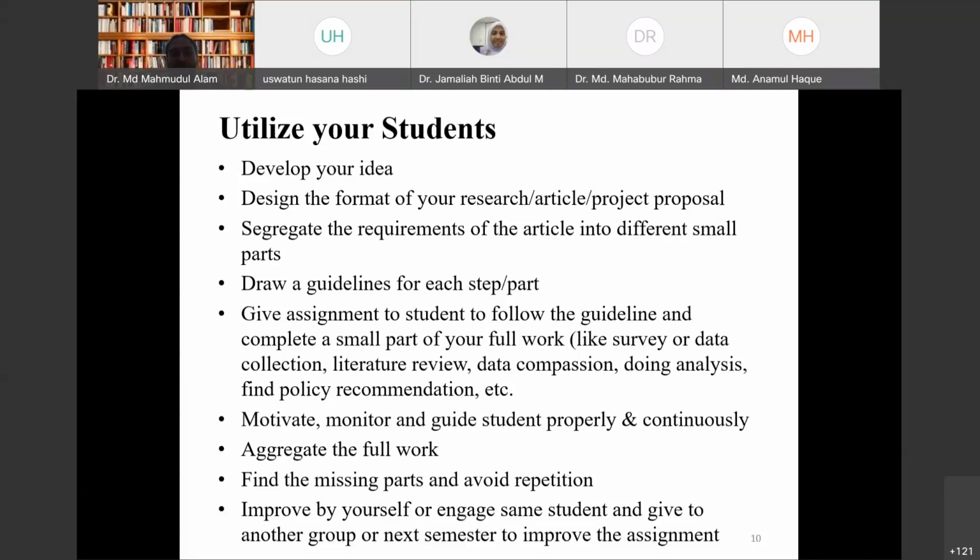Just explain the whole article style with them, and they can do it. They can make the article as an assignment completely. Okay, the quality is a different thing, but at least they try. They try to make something for you. Then I'm coming to how you improve it. Then segregate the requirements of the article into different small parts.